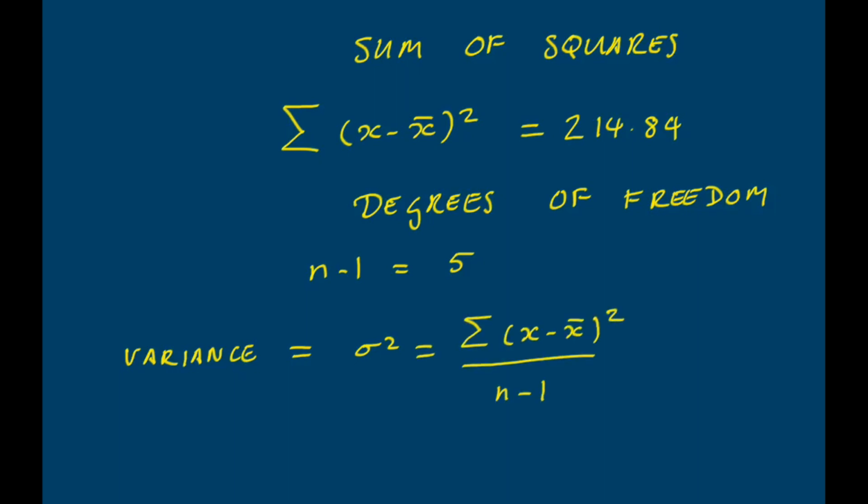We've seen that we can write out the sum of squares as sigma (x minus x bar) squared, and then the degrees of freedom are n minus 1. So this is the full formula to calculate the sample variance here. And in our case, that's equal to the sum of squares that we calculated divided by 5. And so the variance for our data set of mice is 42.968 or 42.97 or 43.0 if you want to round it off to 2.